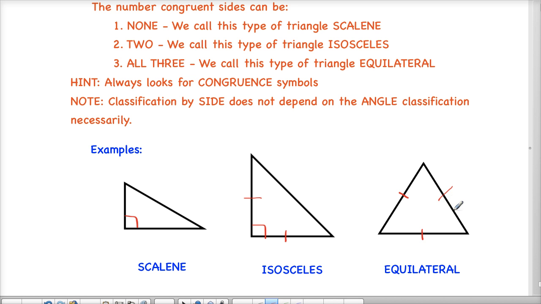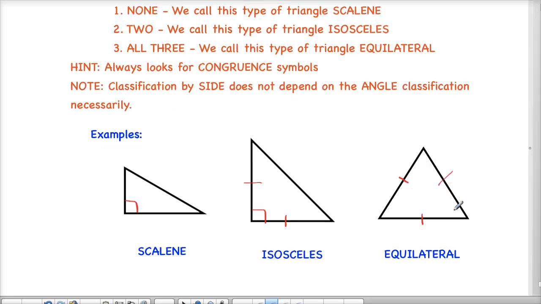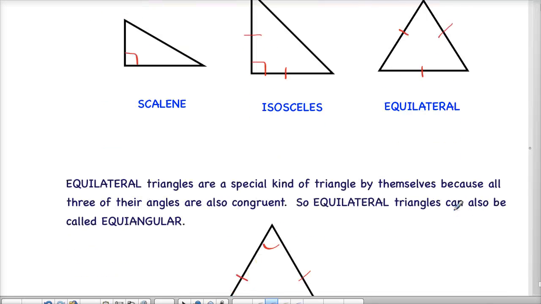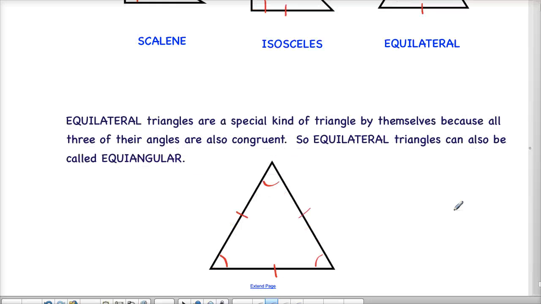But like I mentioned a few seconds ago, the equilateral triangle is a special type of triangle because it is also equiangular, right? Which means all three sides are congruent and all three angles are congruent as well. They're going to be 60 degrees. And we'll talk more about angle measures of triangles a little bit later. But I just wanted to show you that an equilateral triangle is also equiangular, which means all the sides are the same and all the angles are the same as well.